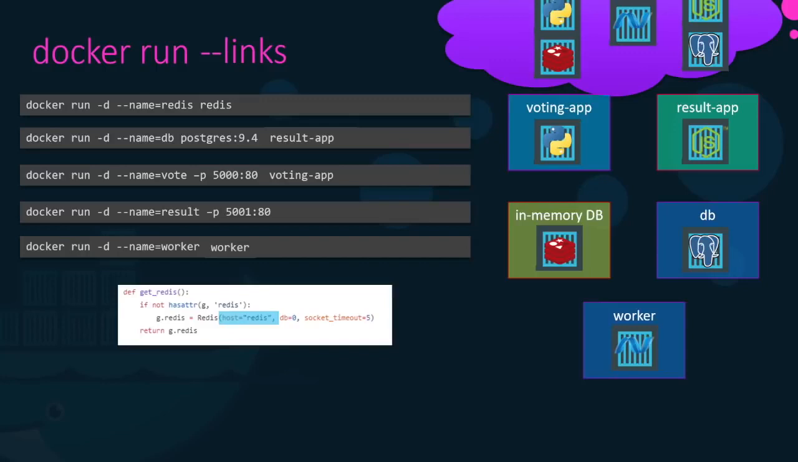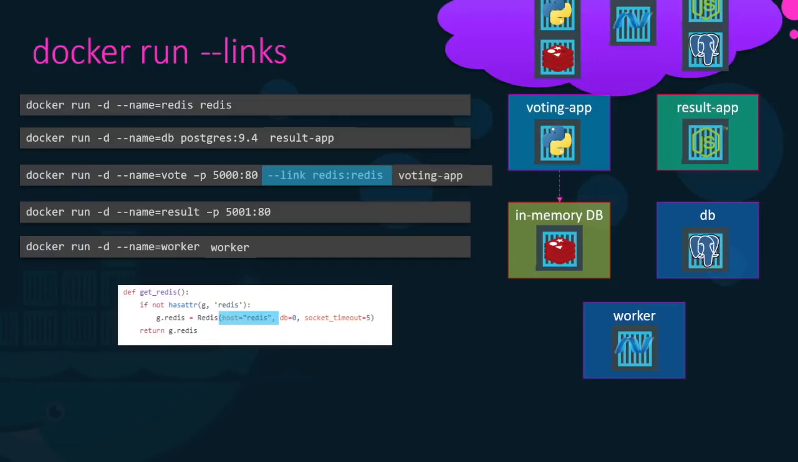To make the voting app aware of the Redis service, we add a link option while running the voting app container to link it to the Redis container, adding a --link option to the docker run command and specifying the name of the Redis container, which in this case is Redis, followed by a colon and the name of the host that the voting app is looking for, which is also Redis in this case. Remember that this is why we named the container when we ran it the first time, so we could use its name while creating a link.